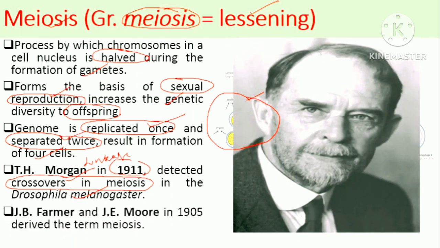Then this is the photograph of T.H. Thomas Hunt Morgan. Next comes J.B. Farmer and J.E. Moore. In 1905, they derived the term meiosis. So they were the first persons to coin the term meiosis.